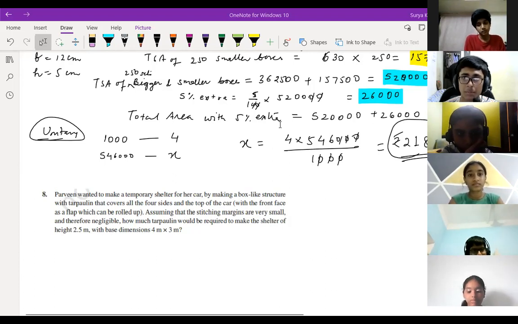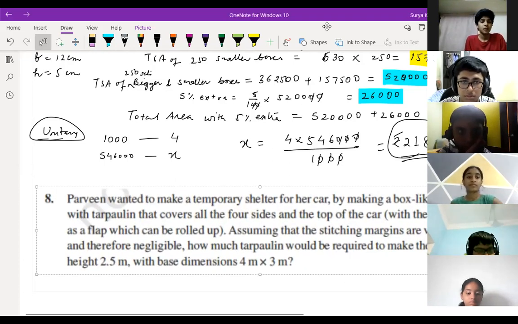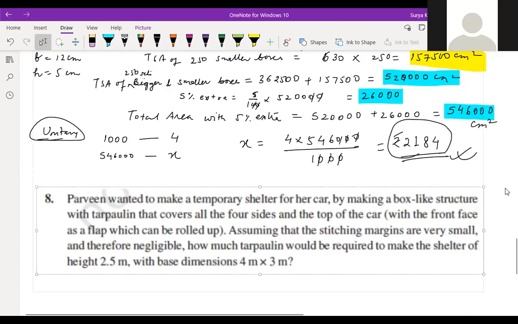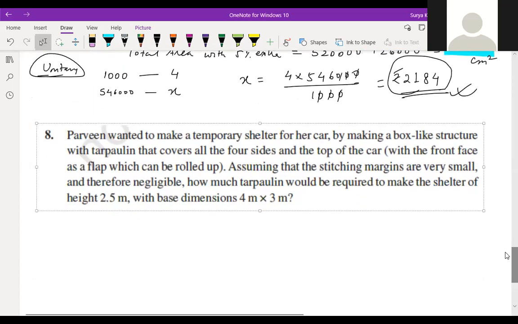Yeah, sorry, children. Just try to understand this question number 8. Are people able to understand it or not? The question is, Praveen wanted to make a temporary shelter for her car. Praveen is a girl who wants to make a shelter for her car by making a box-like structure with tarpaulin that covers all the four sides and the top of the car.